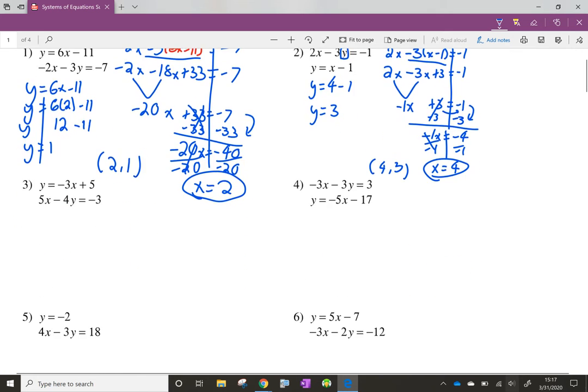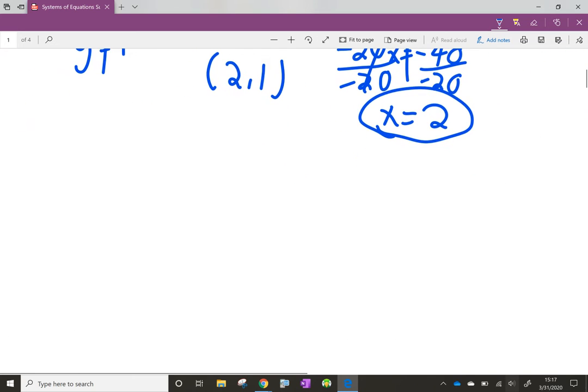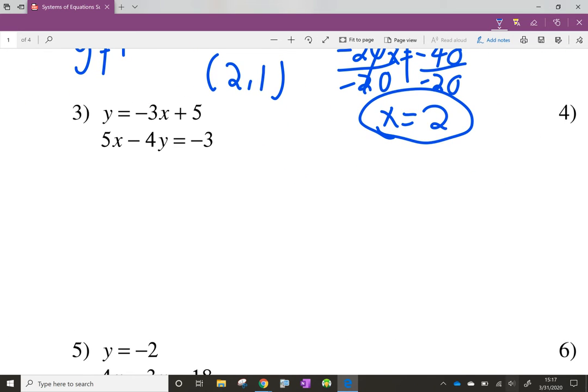All right, let's try number 3. So number 3, I noticed the top equation that has the y by itself. Y is equal to negative 3x plus 5. So again, same philosophy. Plug this in for y into that other equation. The other equation is negative 5x minus 4y equals negative 3, but not anymore because we're going to plug in the negative 3x plus 5 into the y position here.